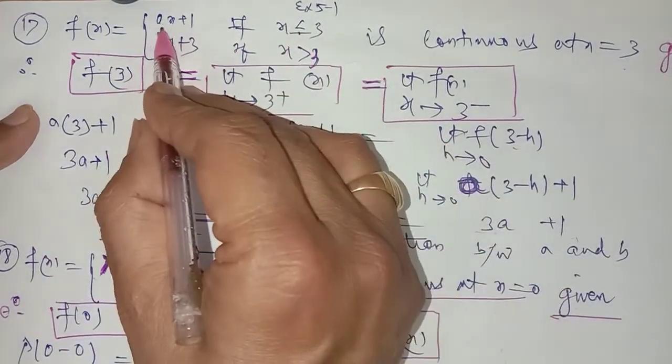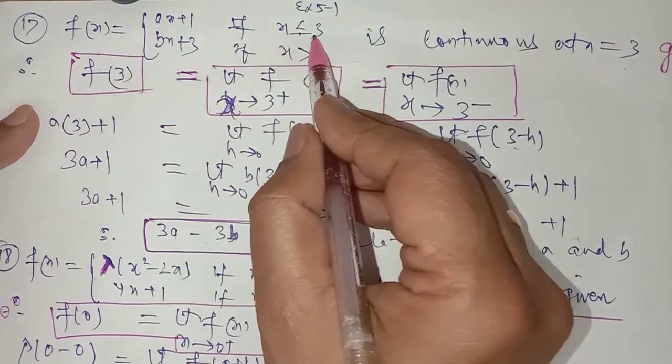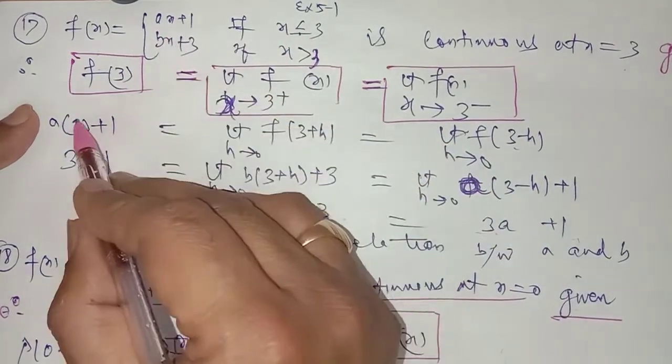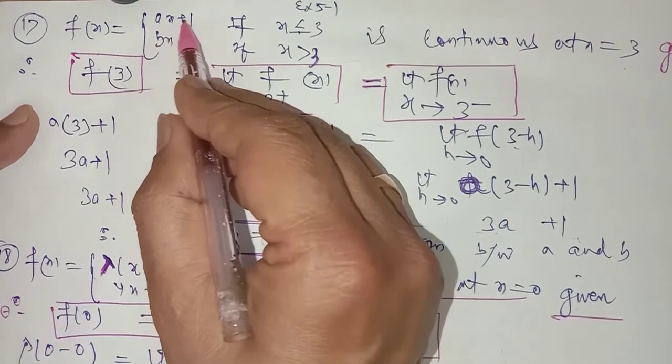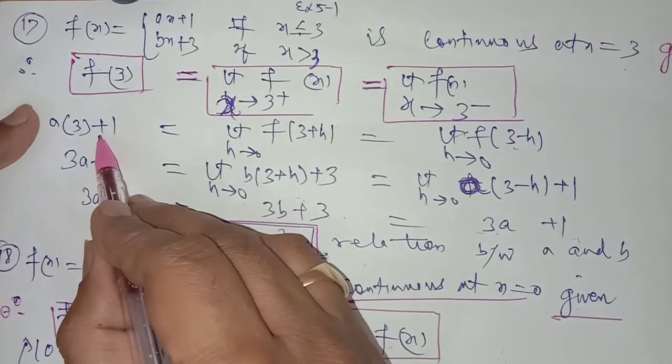So we will use this function, and in place of x you replace 3 in this. So it will be 3a + 1. This is the value of f(3).